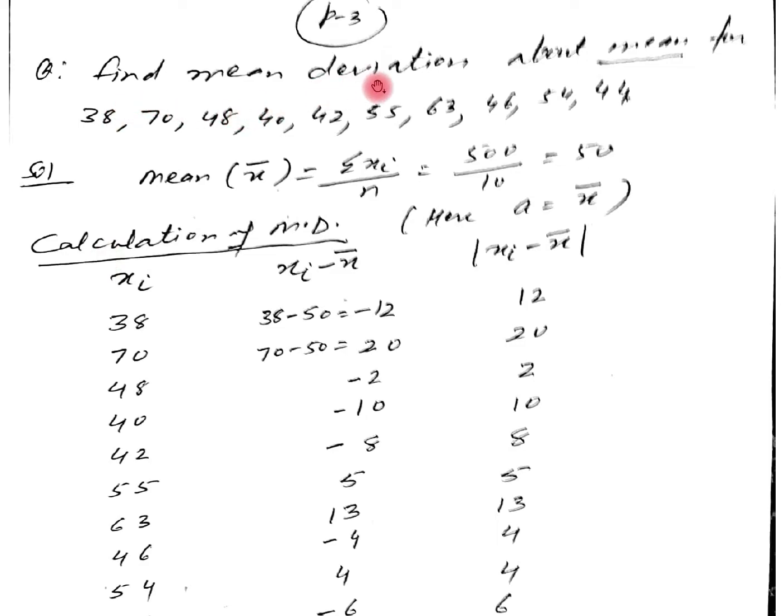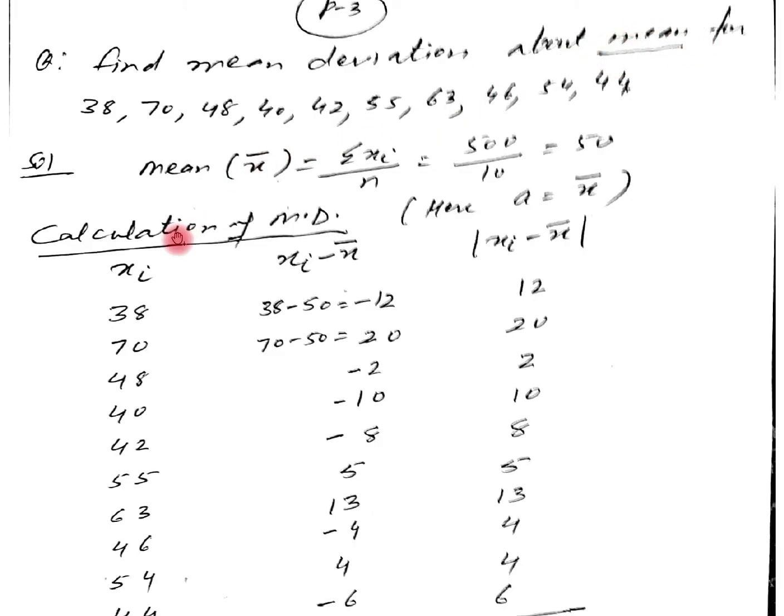Now let us see the question. Find the mean deviation about mean for this ungrouped data. We have to find out the mean deviation about mean. It means first we have to find out the value of what? Mean. Our a is the mean here. Therefore, first we calculate the mean of this ungrouped data.